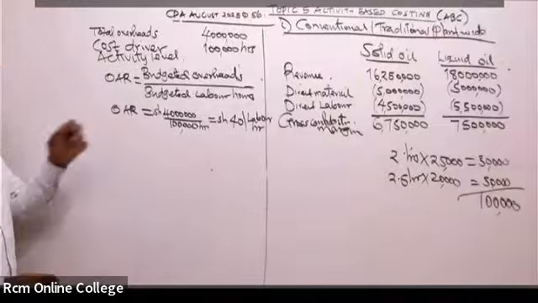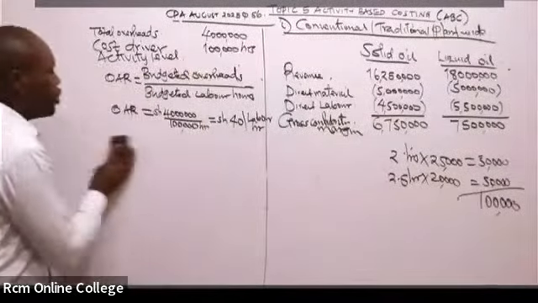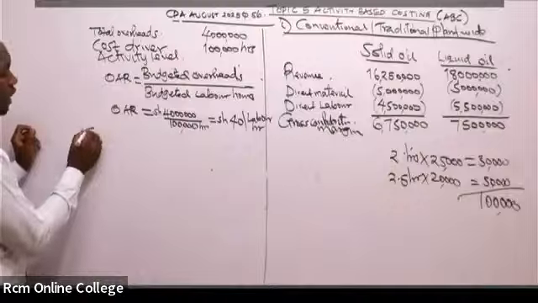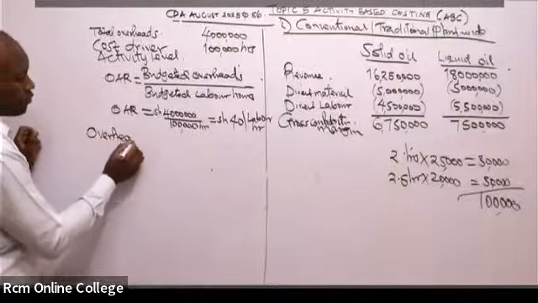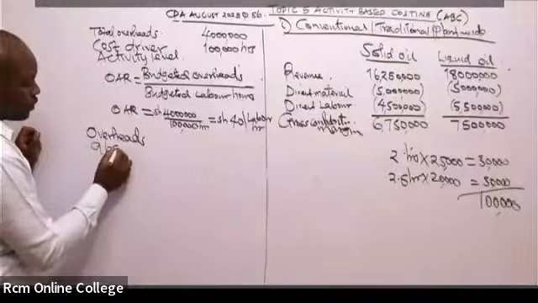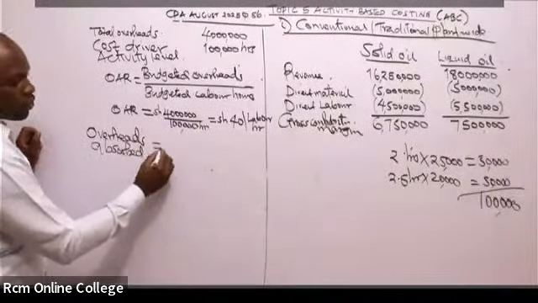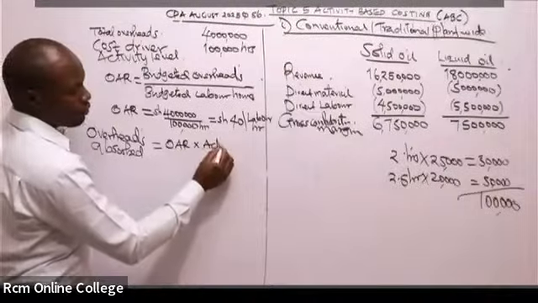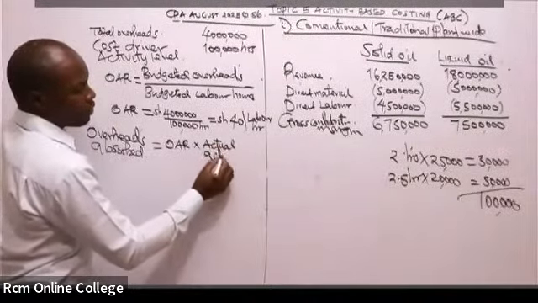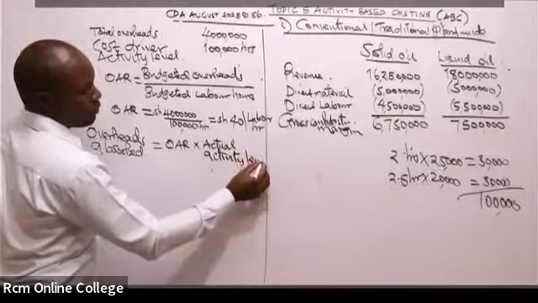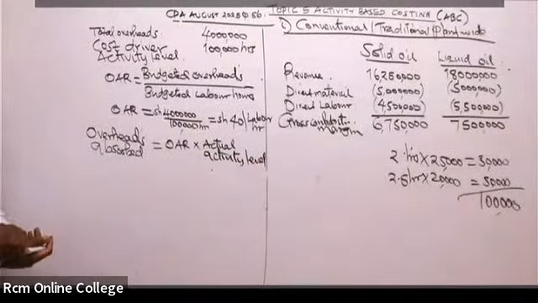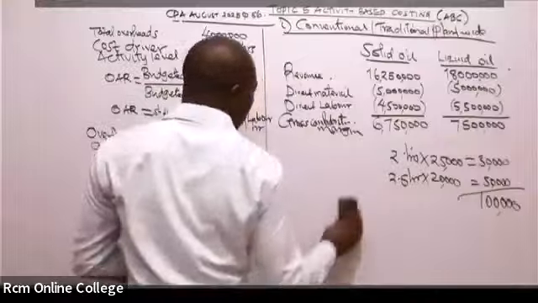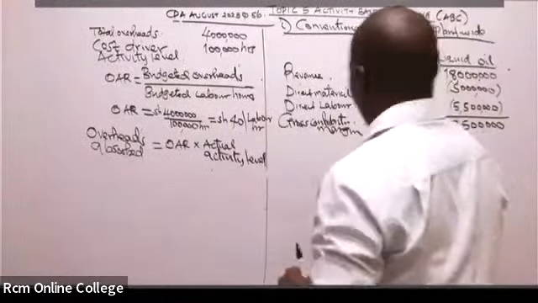Right? Good. So back to this. Again, remember we are still referring to what we did in topic number 4, where we talked about overheads absorbed. The overheads absorbed is equal to overhead absorption rate times actual activity level. We want to know the overheads that will be absorbed into the production process.